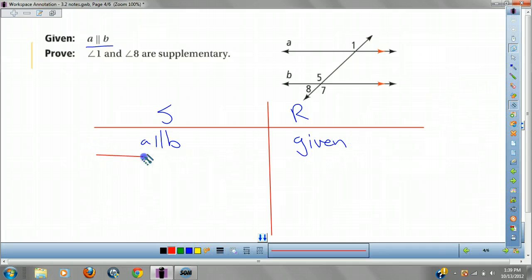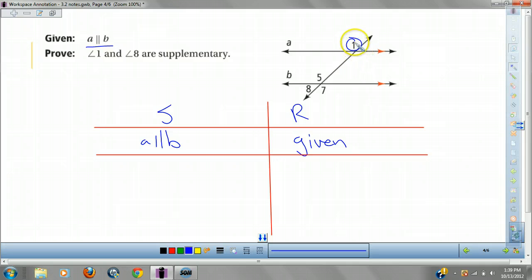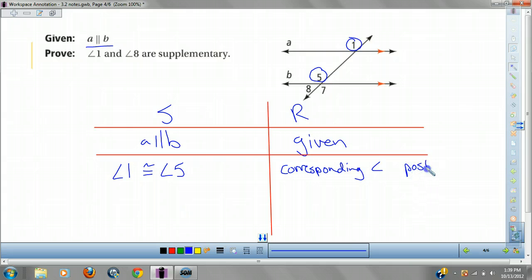Okay? Now where do I go? Well, so far the only tool I have for exterior is 1 is going to be congruent to 5. Upper left, upper left. I go angle 1. It's congruent to angle 5, because of the corresponding angle theorem, or postulate. Okay?